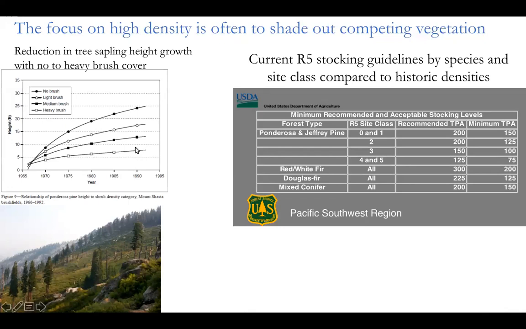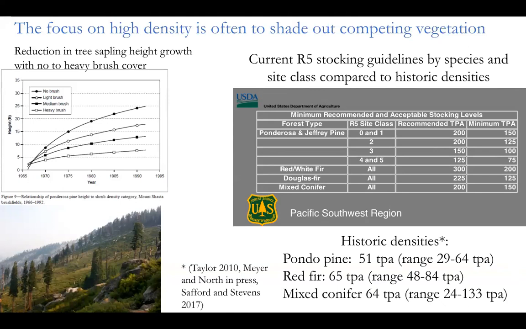So this is, as you might have guessed from the group of authors and from my background, a bit of a California-centric talk, but I think it'd be interesting to think about some of the similarities and differences to Region 3 in the Southwest. But here are the recommended stocking guidelines by species and site class for the Southwest. And you can see recommended trees per acre. Obviously, there's a recognition that that's going to depend on site quality, but generally planting guidelines suggest between 150 and 300 trees per acre with some flexibility.